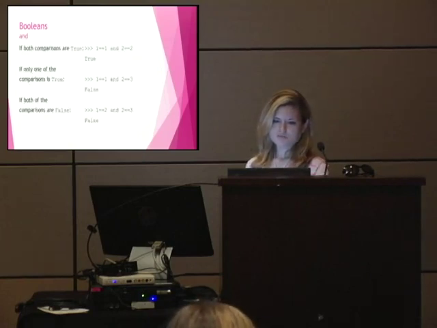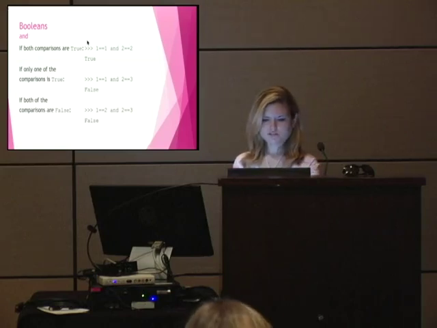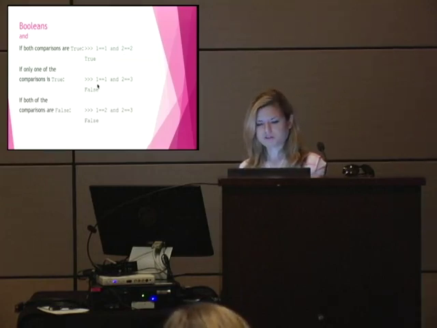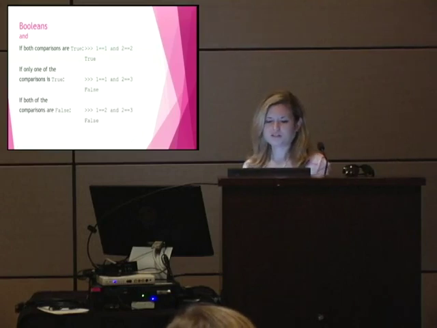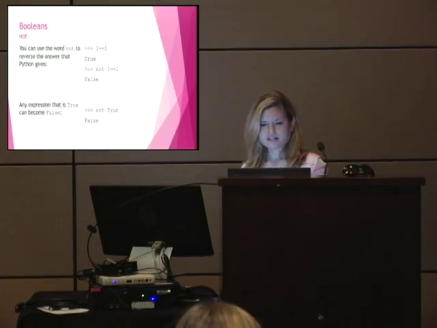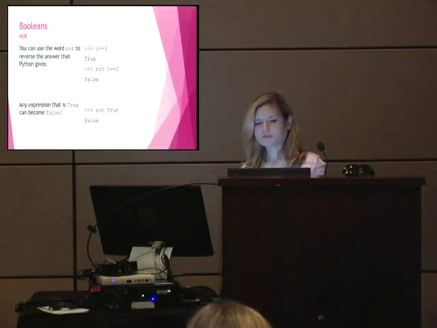So it also works in conjunction. So if you want to say if 1 equals 1 and 2 equals 2, then you would get a true value. If only one of the comparisons is true, so if 1 equals 1 and 2 does not equal 3, then it'll return a false. You can do the same with or, and the same with not. So not returns just the opposite of what Python would initially give you.